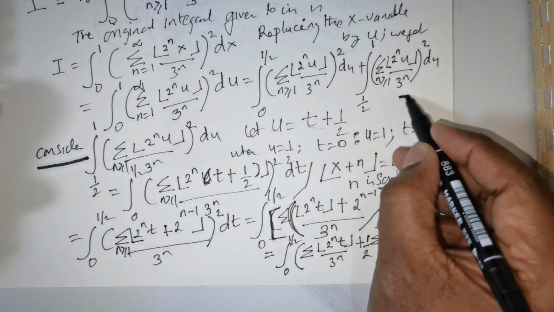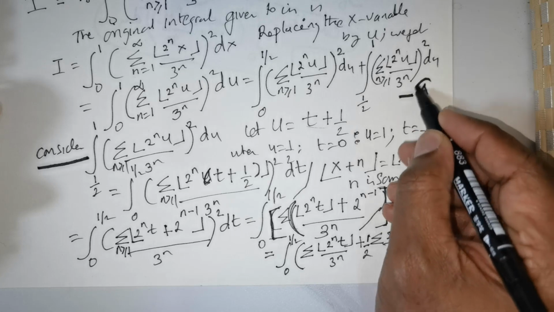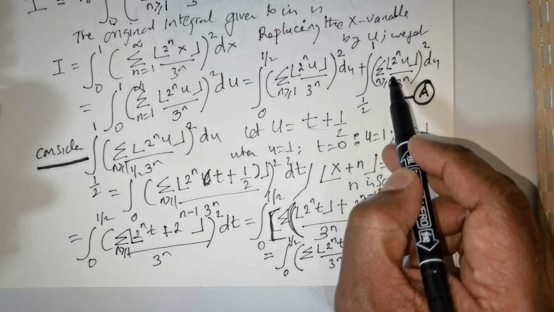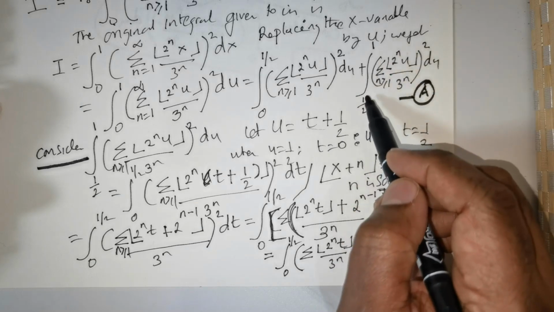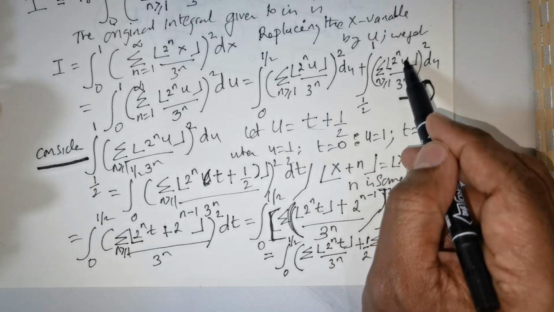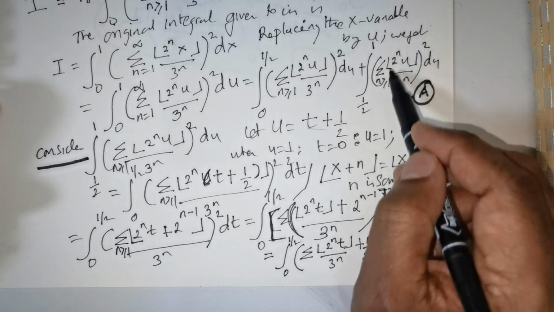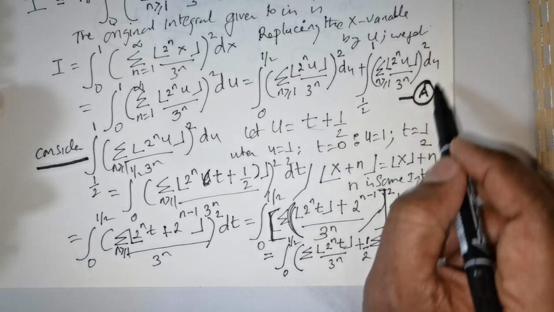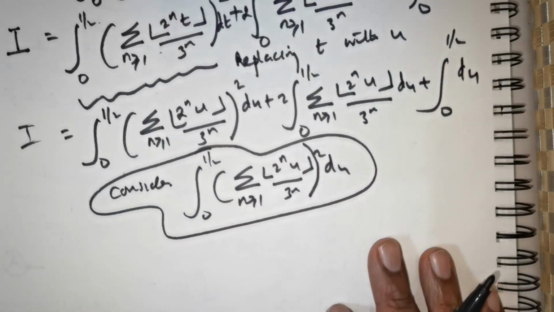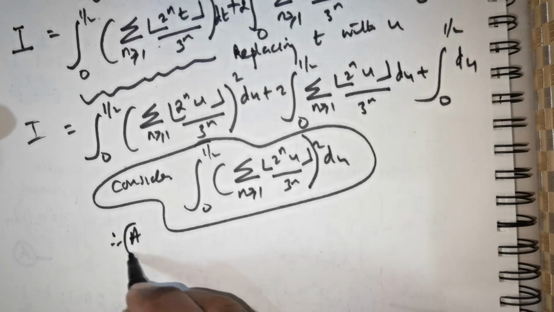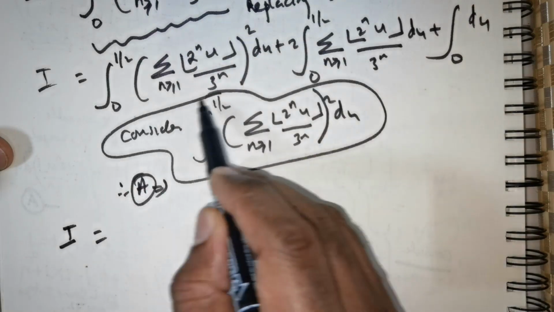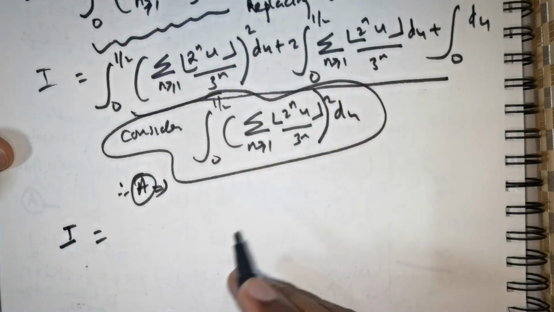So let me take this as some A. Now what I'm going to do, I'm going to substitute the value that I received for integral 1 over 2 to 1 sigma n greater than or equal to 1 floor of 2 raised to the power of n times u divided by 3 raised to the power of n, that entire quantity is raised to the power of 2 times du. So this quantity I have already evaluated, so I am going to substitute that value there. So what I have got here, let me write that down here. Therefore A is going to be equal to, I is equal to this entire thing is going to be substituted there in A.